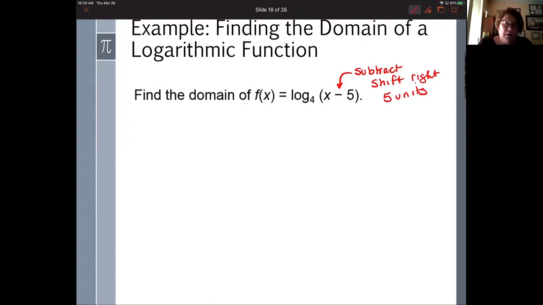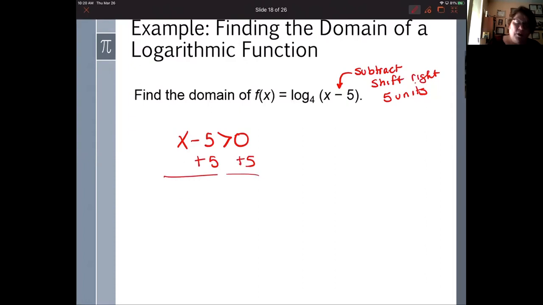So how do you find the domain of a logarithmic function? You take whatever expression you're taking the log of and set it greater than 0, not greater than or equal to, greater than 0, because what you're taking the log of must be a positive number. Solve the resulting inequality. So any value greater than 5, you can take the log of.